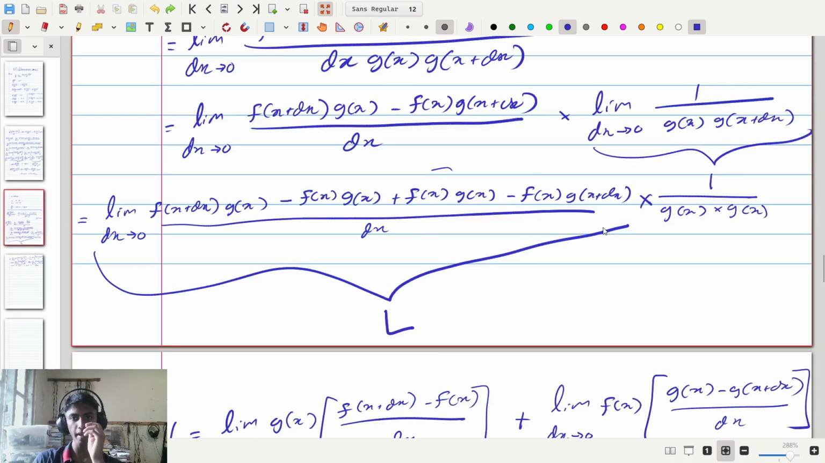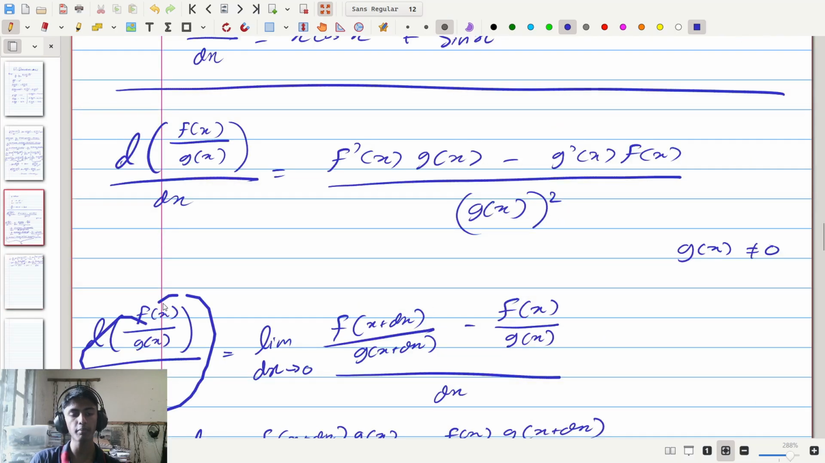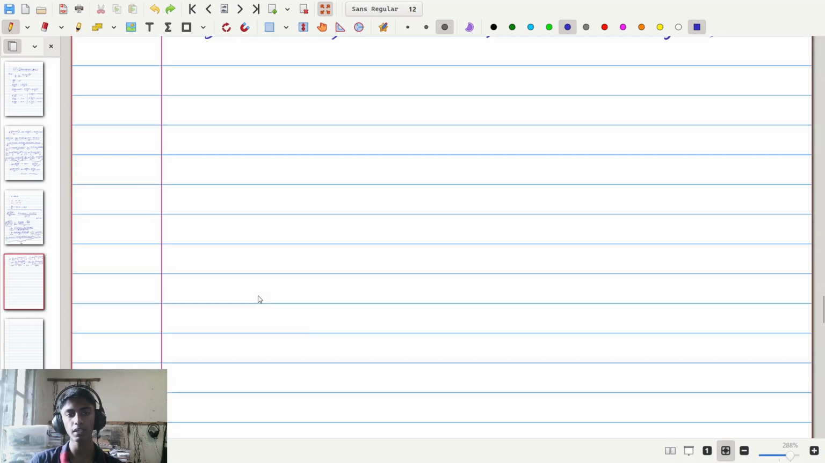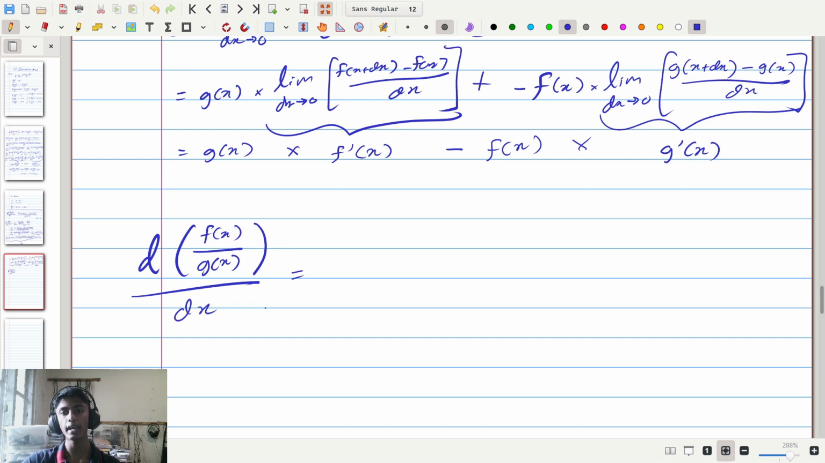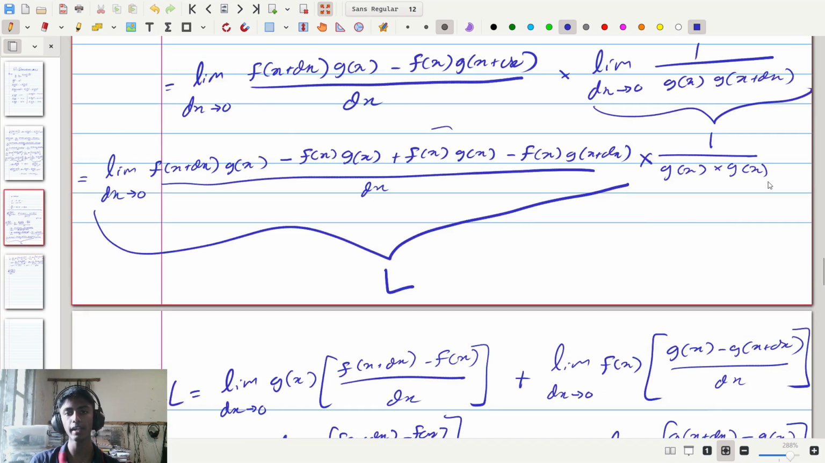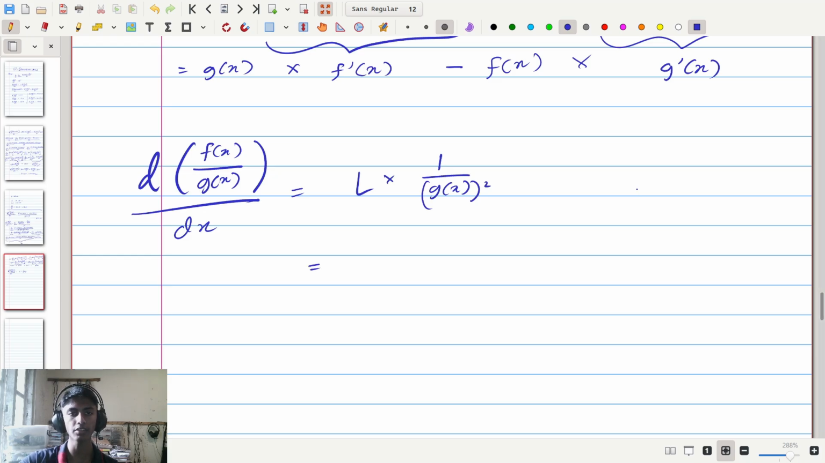So now resubstituting that back into here, we have that the derivative of f of x divided by g of x, which is what we have originally over here on the left, is what we've been trying to look for. This is what we had initially, dy by dx is equal to L times that other part here. So this is L times 1 divided by g(x) squared, which I'm going to put in brackets as squared. Now then, resubstituting L back in here, we can see this is equal to f prime x g(x).